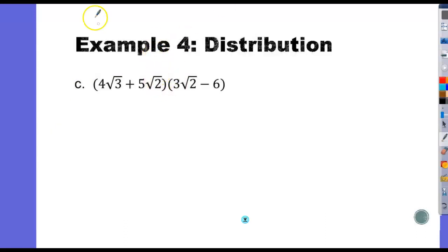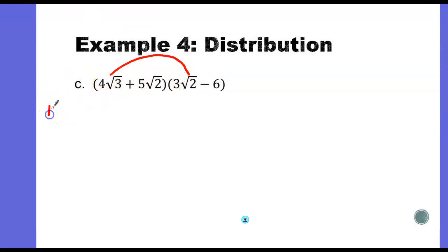On this next one, we're going to distribute. So just recall what distributing is. I have to multiply the outside numbers here. And remember, outside times outside, so 4 times 3 is 12. Inside times inside, so square root of 3 times square root of 2 is square root of 6. And I'm going to just keep going.